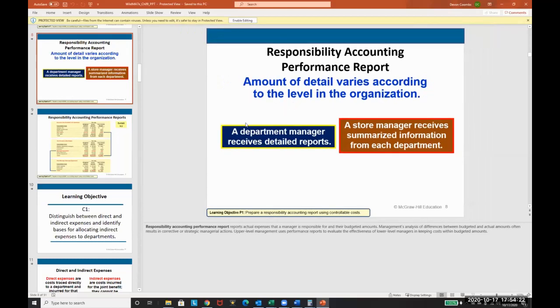And so a performance report has to have an amount of detail that varies according to the levels in the organization. A department manager receives detailed reports, maybe of all his department stores, but a store manager receives summarized information from the department manager and is able to know what he needs to be selling. Maybe he needs to know the pricing of his products so he can flow it through his stores. But then the department manager also needs to know all the information related to the store manager in order to run his department. So there needs to be some kind of back and forth intermingling of information, and that's where this accounting system interplays.